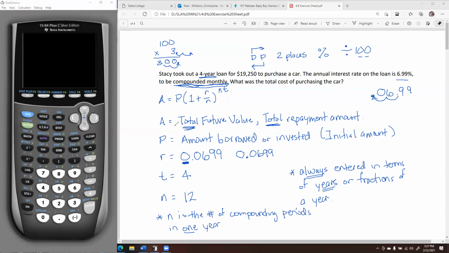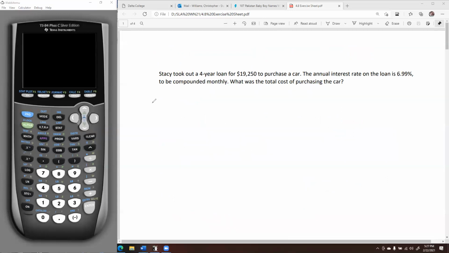So if you want to get this in your notes, go ahead and pause the video. Otherwise, I am just going to continue moving on. So our formula once again is A equals P times the quantity 1 plus R over N raised to the NT power. All right. So now what we need to do is start entering all this stuff into our calculator.